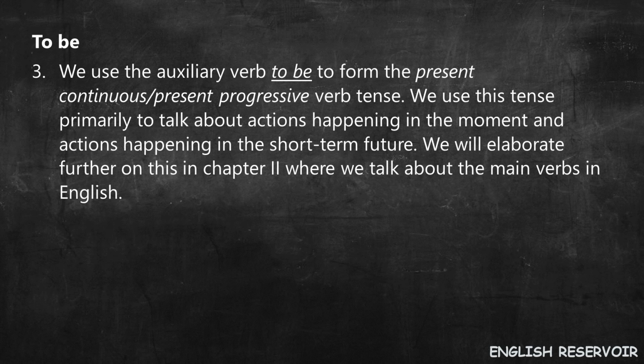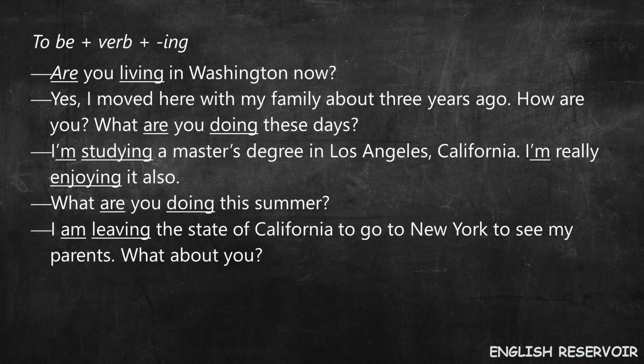To be. 3. We use the auxiliary verb to be to form the present continuous or present progressive verb tense in English. We use this tense primarily to talk about actions happening in the moment and actions happening in the short-term future. We will elaborate further on this in Chapter 2, where we will talk about the main verbs in English. To be plus verb plus ing.